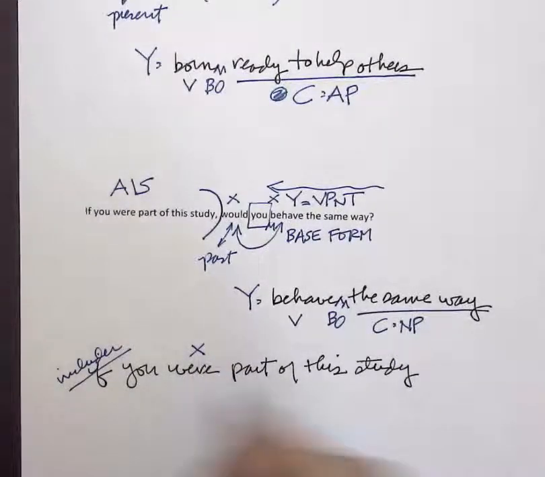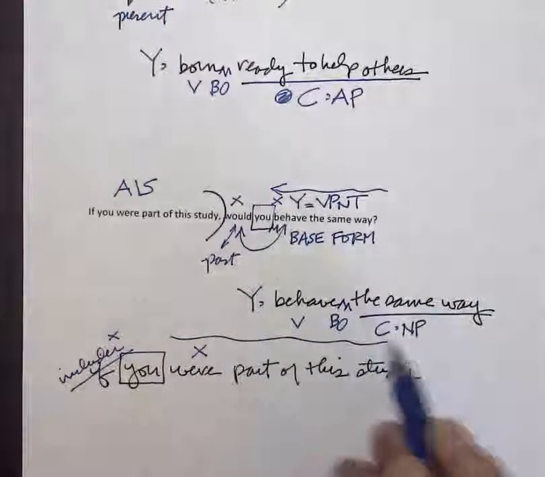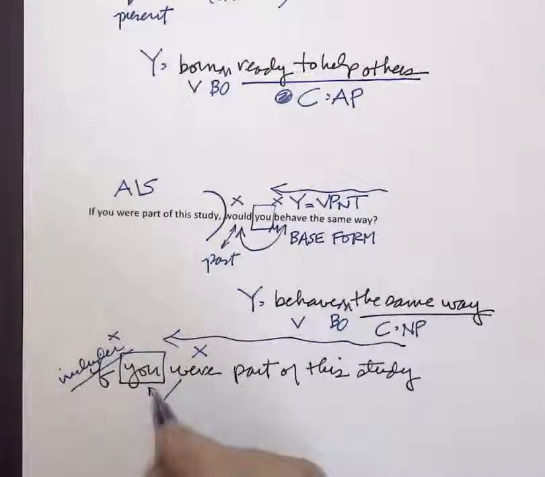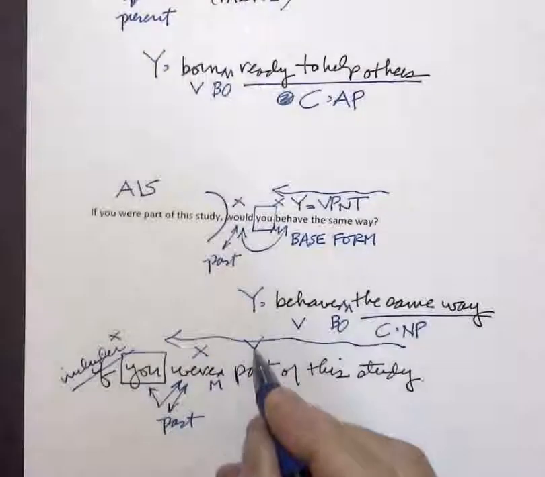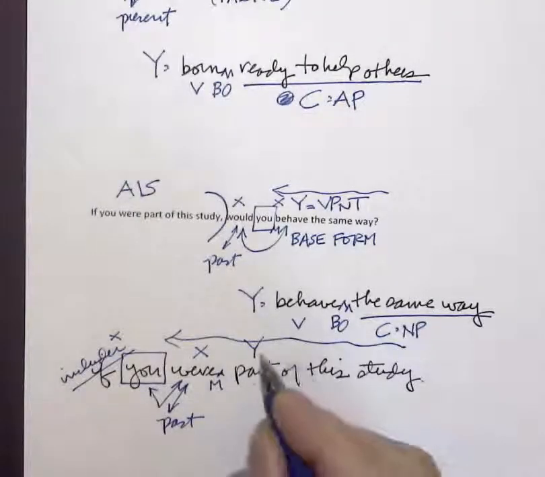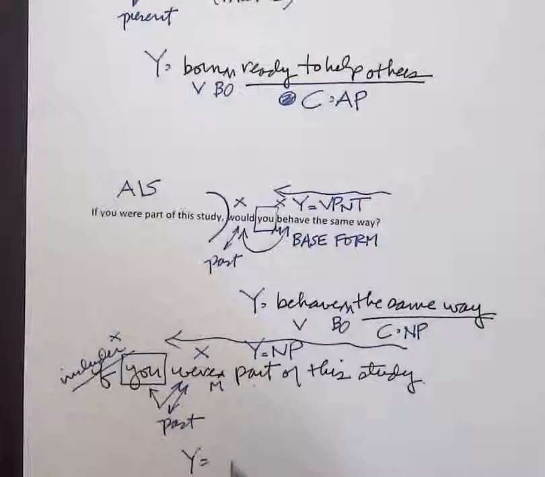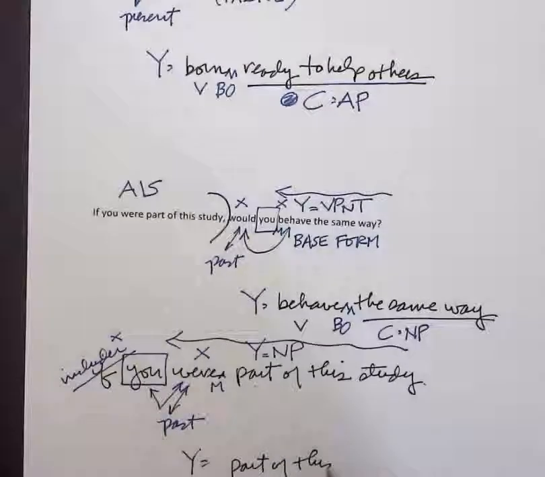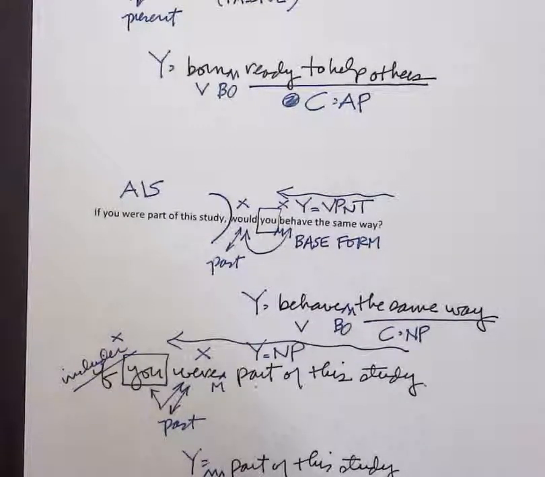X words, there's no shifter. Here's the other X word place. You is the subject. Predicate. Were ties with the subject. Were ties with the past. There's no verb here. The M. And part of this study, the head for this phrase is part, and that's a noun phrase. And last, let's rewrite the Y. Part of this study. And the verb place is here. Particle place here. Object place here. And part of this study is the complement.